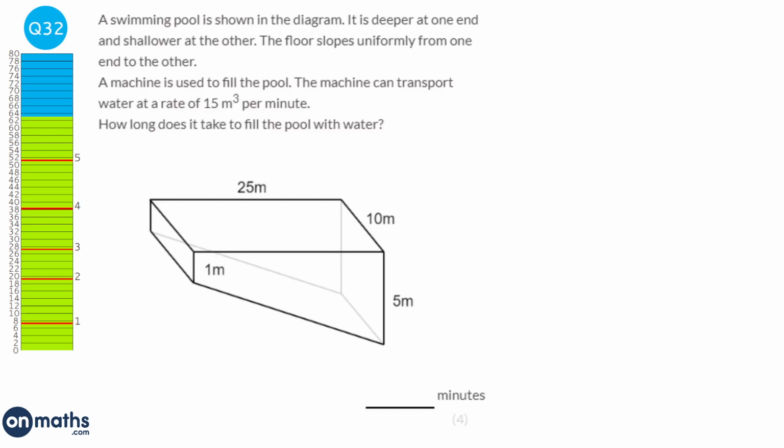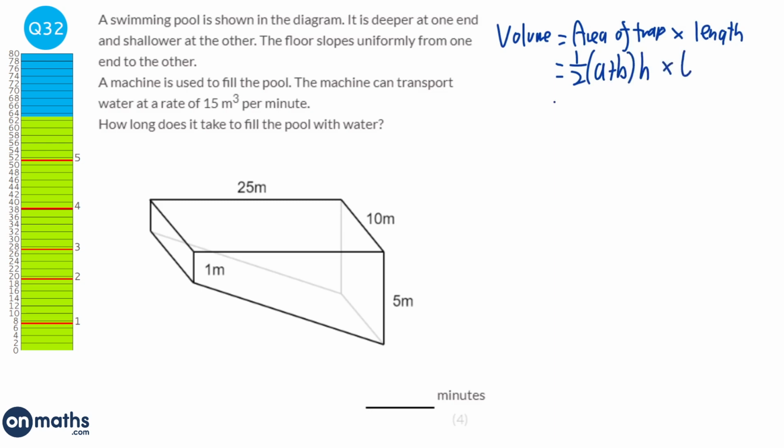First thing we need to do is work out the volume of this prism, and it's a trapezium-based prism. So the volume will be the area of the cross-section, or area of the trapezium, times the length, how 3D the prism is. So trapezium is half A plus B H, and then times the length.